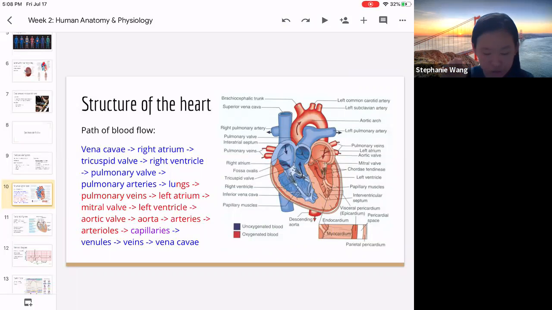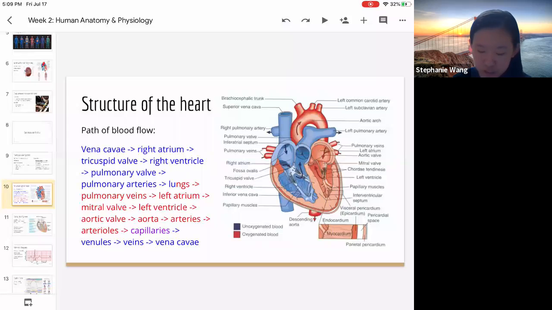And then it goes through the right atrium into the right ventricle. In between those is something called the tricuspid valve. The reason it's called the tricuspid valve is because there are 3 cusps. I'm not sure if you can see it there, but there are 3 cusps. And then after it goes into the right ventricle, and by the way, anything here in blue means that it's deoxygenated, meaning that there's no oxygen.